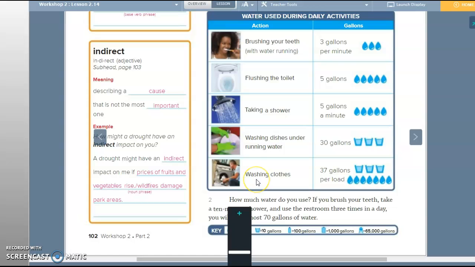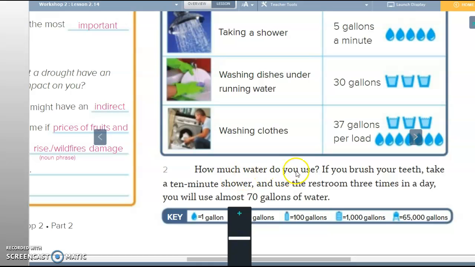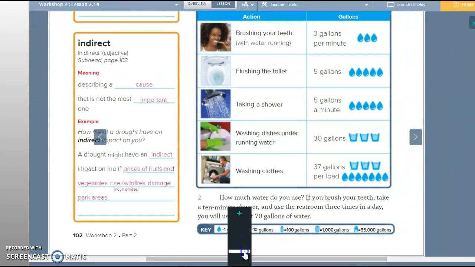All right, washing clothes, 37 gallons per load. Holy smokes, that seems like a lot. Okay, I'm not sure if it's that much or not, but anyway, that gives you an idea. How much water do you use? If you brush your teeth, take a 10-minute shower, and use the restroom 3 times in a day, you will use almost 70 gallons of water. 70 gallons. Okay, that's quite a bit.